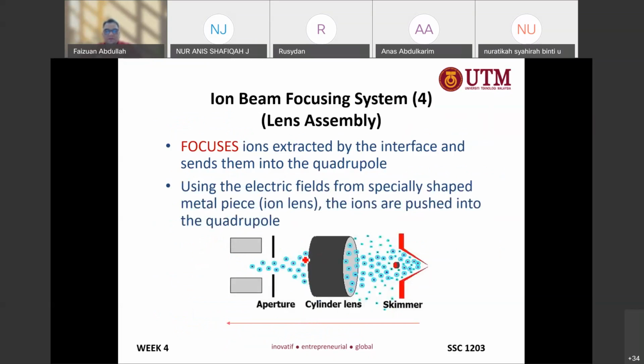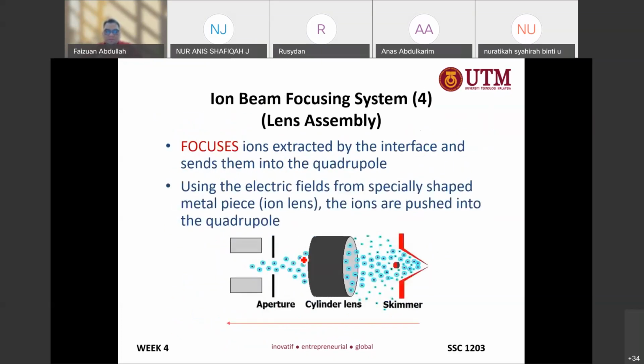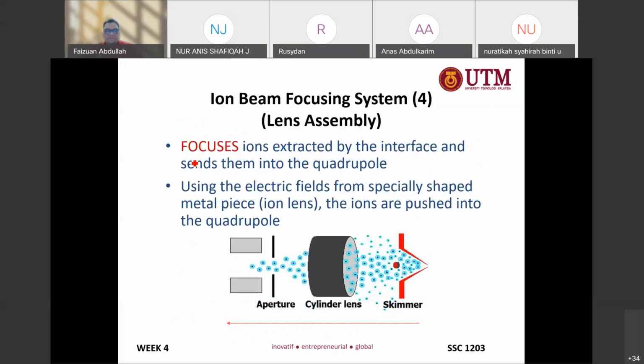This is the diagram of the photon stop and ion lens. Ion beam focusing system: we have a lens assembly that focuses the ions extracted by the interface and sends them into the quadrupole. This is the schema. This is the cylinder lens and aperture, using the electric field from a specially shaped metal piece to push ions into the quadrupole.